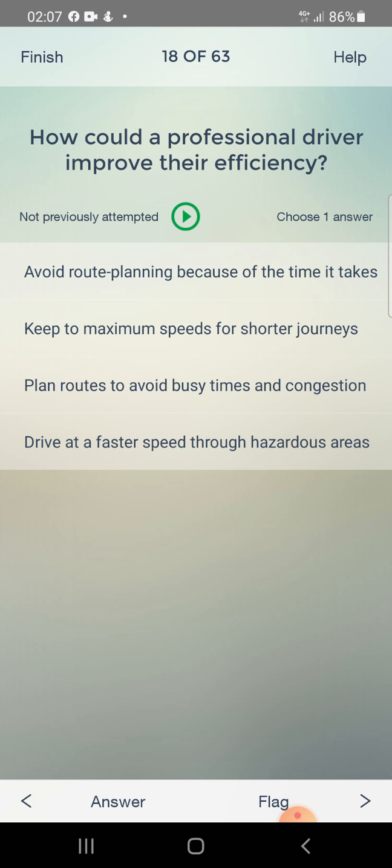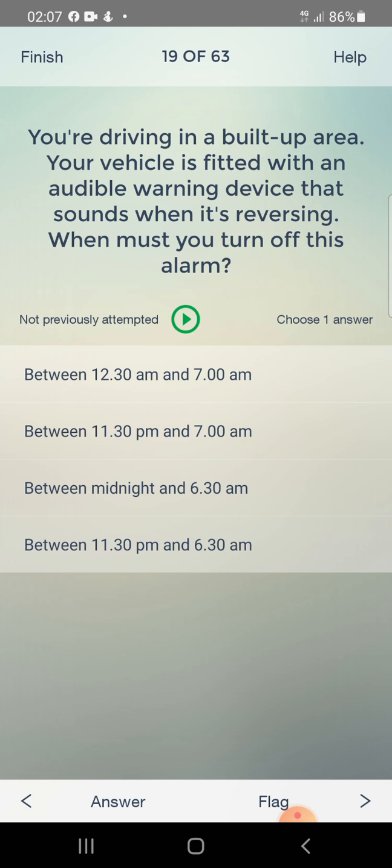Avoid route planning because of the time it takes. Keep to maximum speeds for shorter journeys. Plan routes to avoid busy times and congestion. Third. You are driving in a built up area. Your vehicle is fitted with an audible warning device that sounds when it's reversing. When must you turn off this alarm?